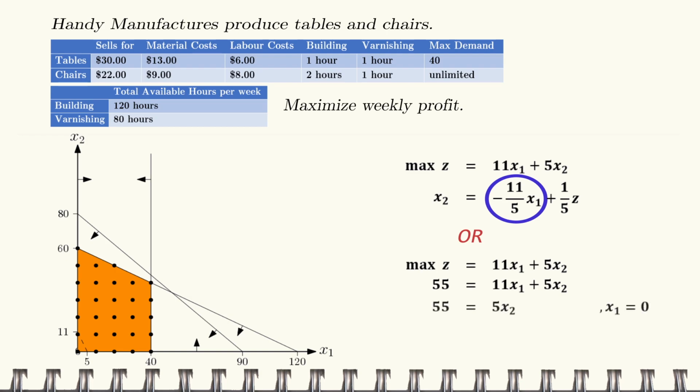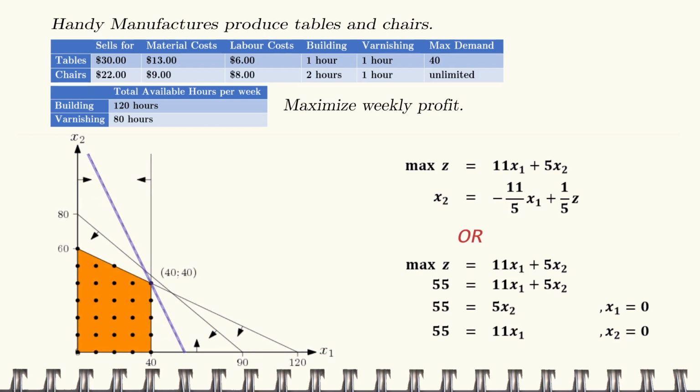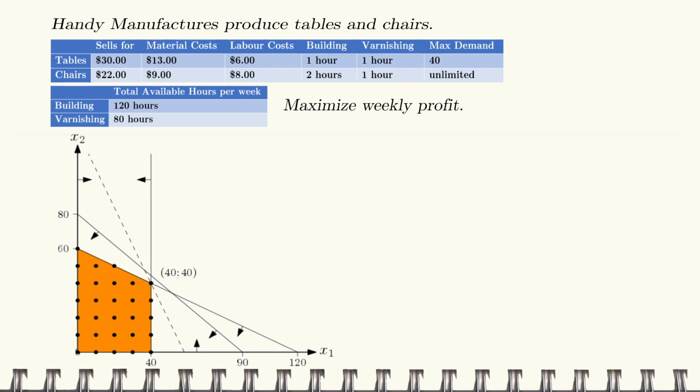Make x1 equal to 0 to solve for the x2 intercept and x2 equal to 0 to solve for the x1 intercept. While staying perfectly parallel with the dashed gradient line, slowly move away from the origin until you reach the very last point of the feasible space. This location of variables x1 and x2 will produce the largest profit for our objective function. By substituting the found values x1 equal to 40 tables and x2 equal to 40 chairs into the objective function, we can see that the maximum weekly profit for Handy Manufacturers will be $640.